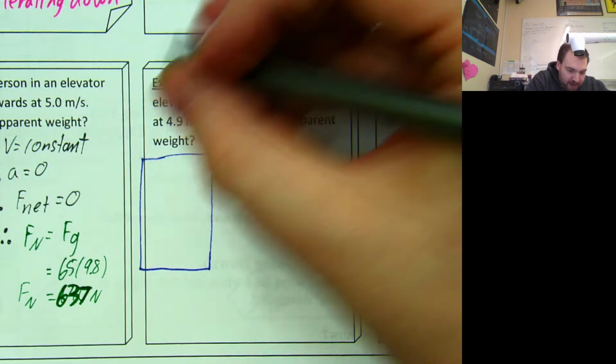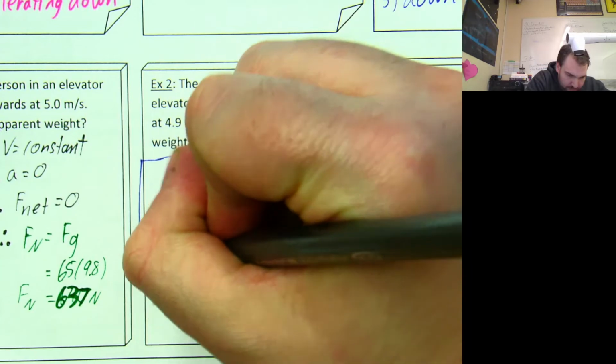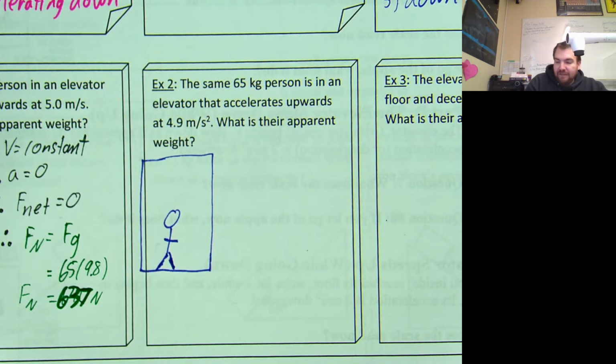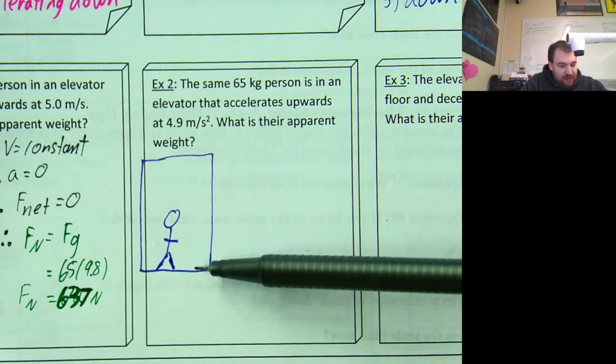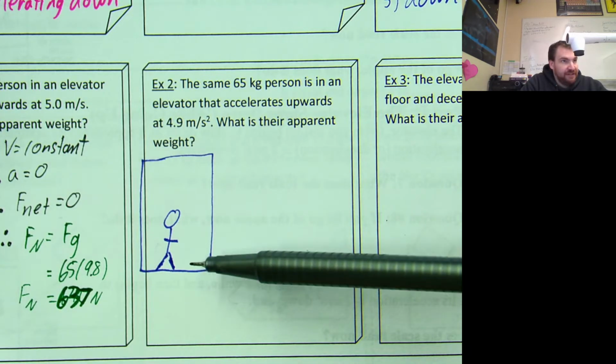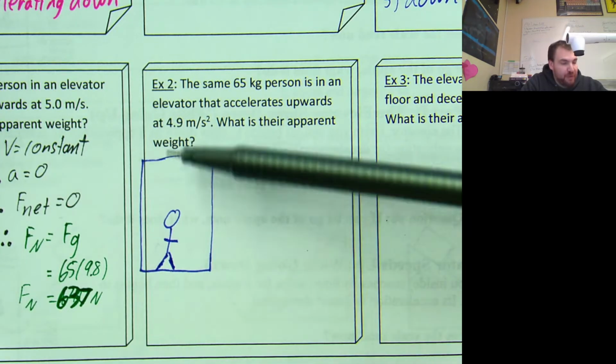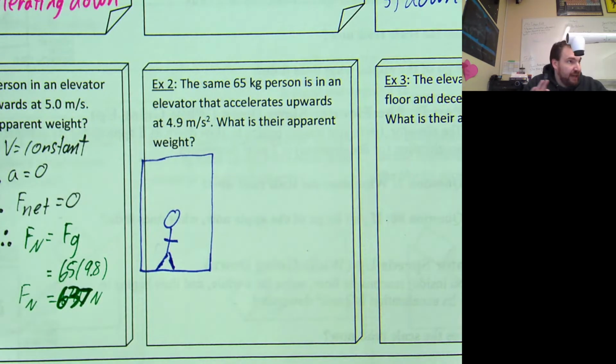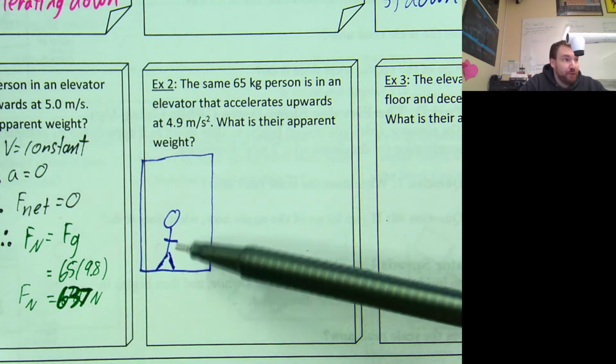So we've got a person in the elevator. And if the elevator itself is accelerating upwards, that means the floor of the elevator is accelerating upwards with the rest. Like, it doesn't tear the elevator in half, right? So the box is accelerating as one big unit. So I'm just going to do the free body diagram for the person on the inside.